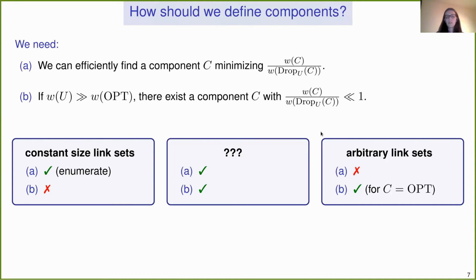So now the question is, does there exist some class of components in between that fulfills both A and B? The class of components should be large enough such that it always contains a good component that we can use to make progress whenever we need it. But on the other hand, that class of components should be structured enough such that we are able to efficiently find the best component to pick next in our algorithm. Such a class of components indeed exists, and that's what we call the K-thin link sets. So let me show you the definition of this.